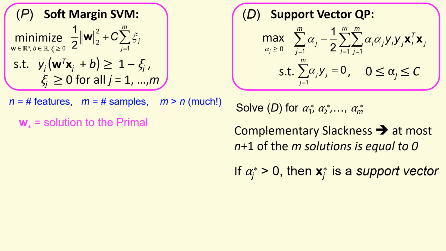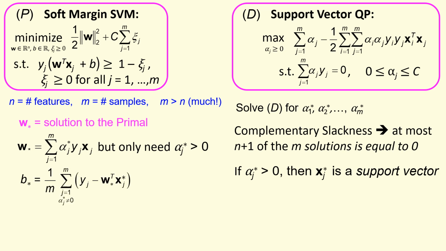W star is the solution to the primal, but we can get it from our stationarity conditions with the alpha sub j's that are greater than 0. Our b star we can get in this form. That's just the expression for the constraint function. And that gives us our prediction. y hat is W star transpose x, whatever our new observation is, plus our b star.